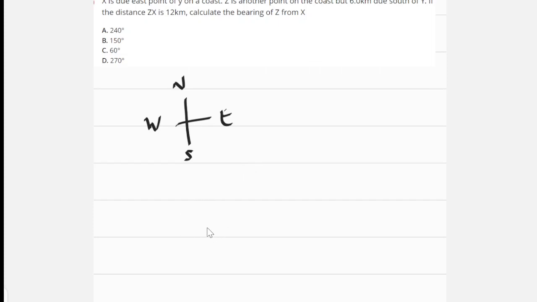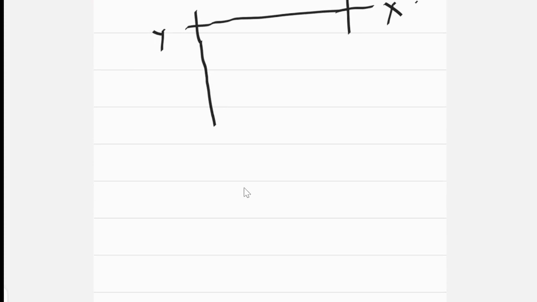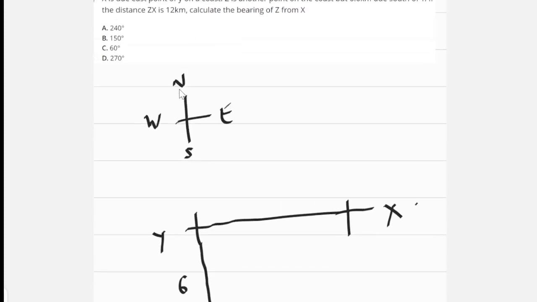That is, if you have point Y like this, if this is point Y, then point X is due east. You understand now? This is point X. Then Z is another point on the coast, but 6 kilometers due south of Y. This is south. It means my Z will be here. And we were given the distance to be 6. I hope you understand now.